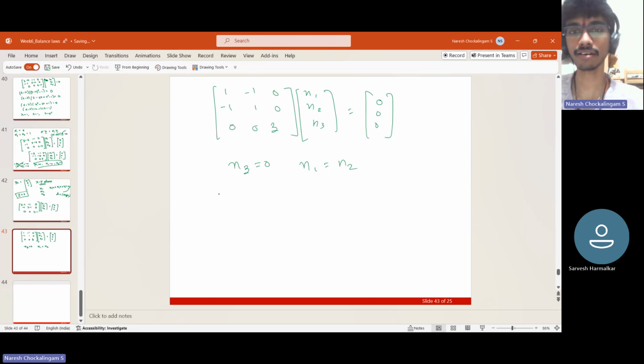So the other plane, one possibility is you can have 1 by root 2, 1 by root 2, 0.